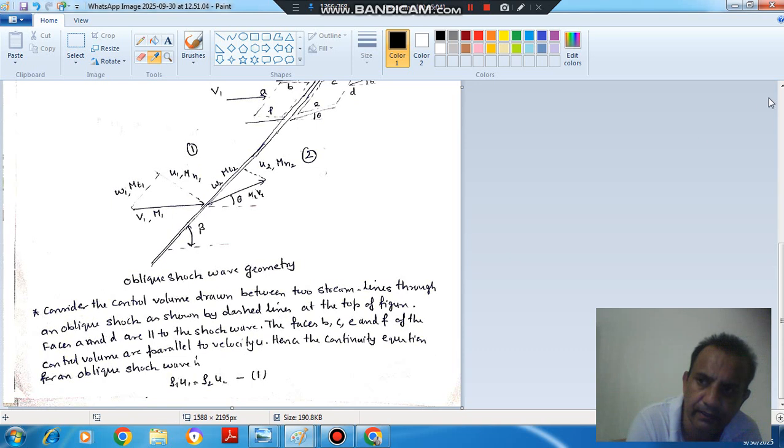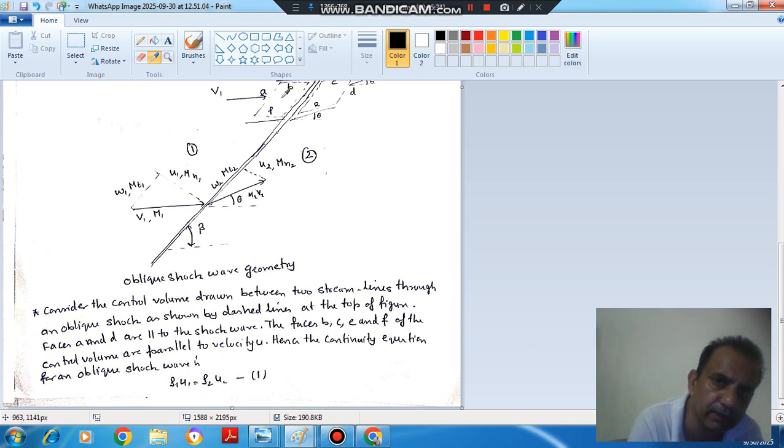Faces A and B are parallel to the shock wave. The faces B, C, E and F of the control volume are parallel to velocity u, or we can say perpendicular to the shock wave. Hence the continuity equation for an oblique shock wave is rho 1 u1 is equal to rho 2 u2.